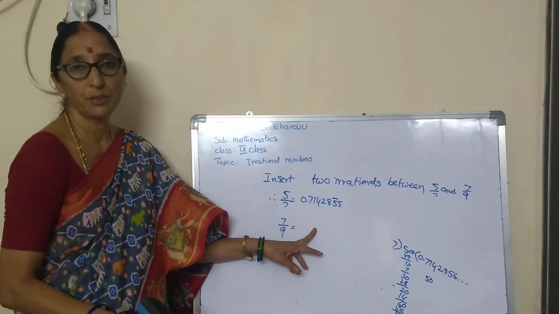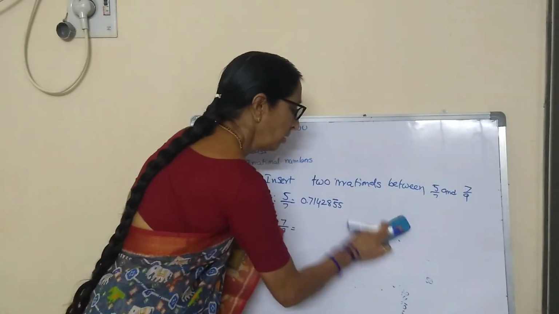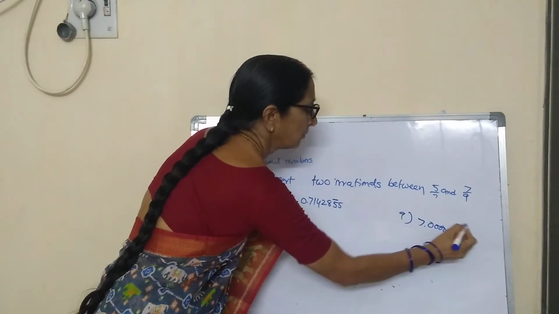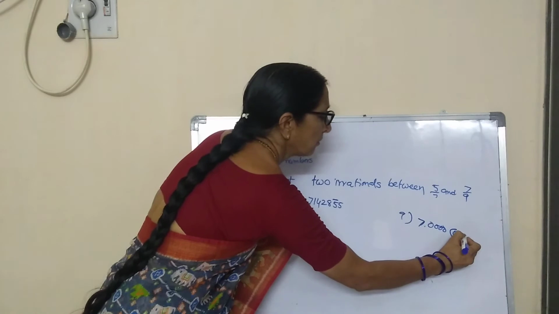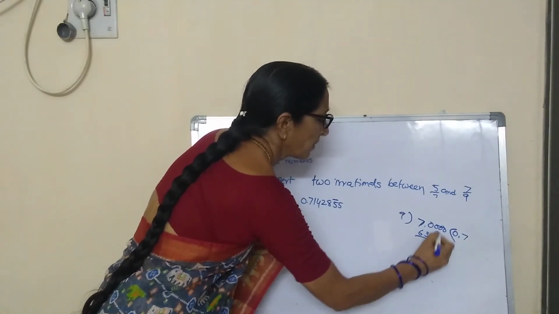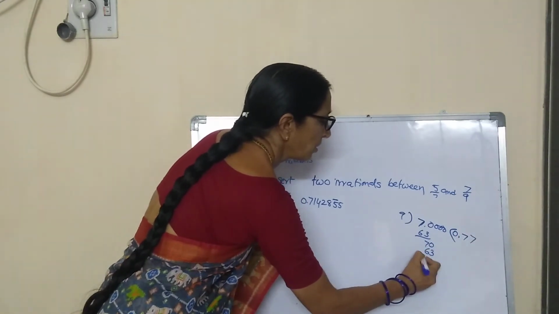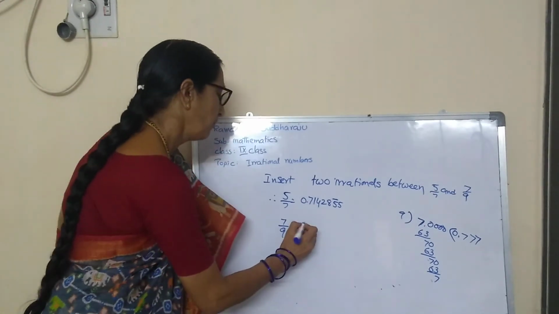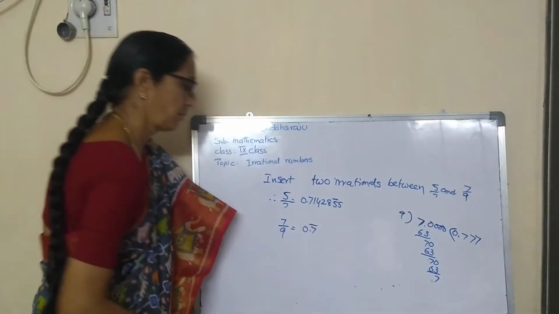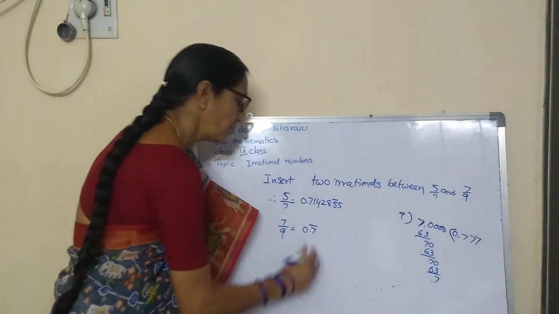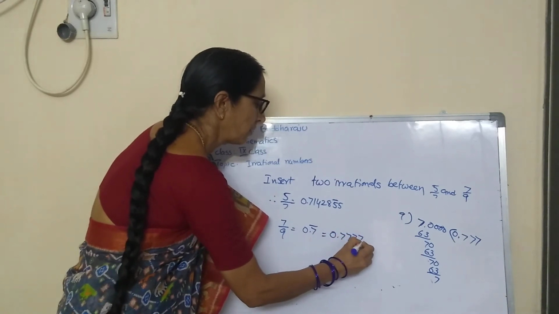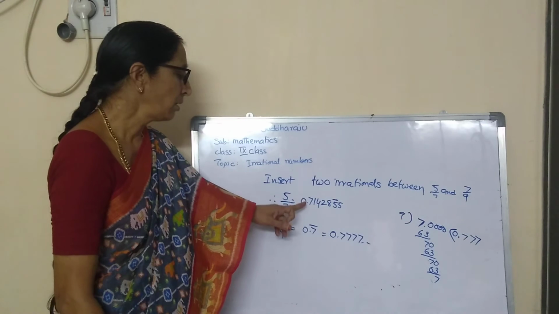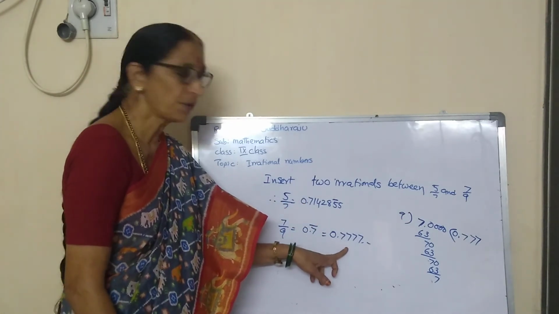Another number is 7 by 9. We have to find the decimal form of the number. 7 by 9 is equal to 0.777 etc. So we can find two irrationals between 0.71 and 0.77.